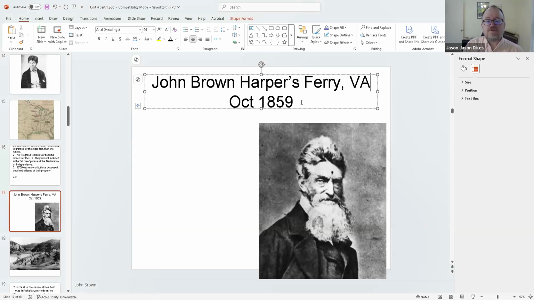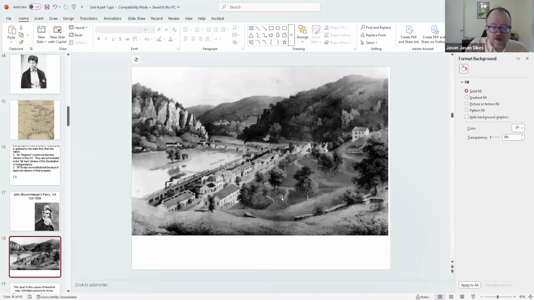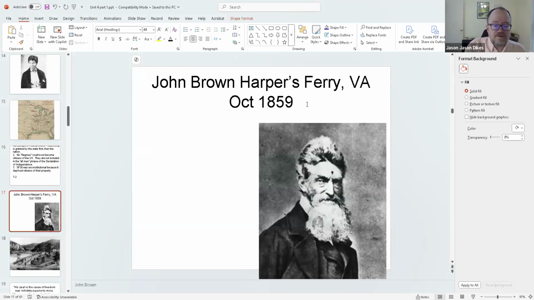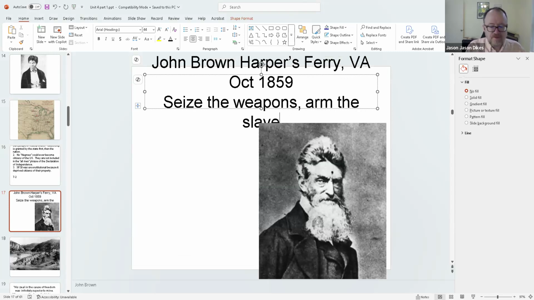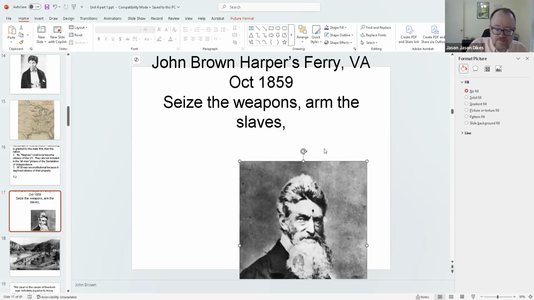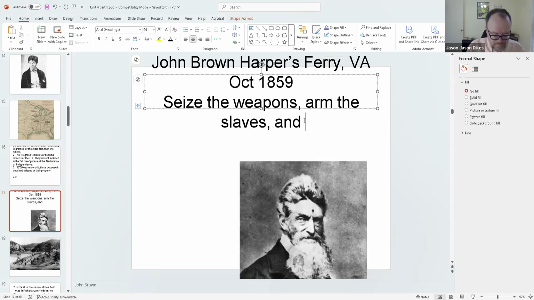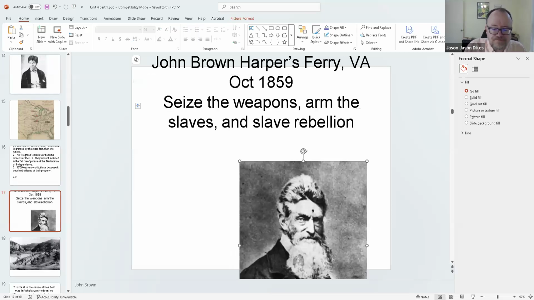It's one of the 2 places where they manufactured a large number of weapons. This whole complex right along in here was for weapons manufacturing. And so the plan was to seize weapons, arm the slaves, and have a slave rebellion there in Virginia.